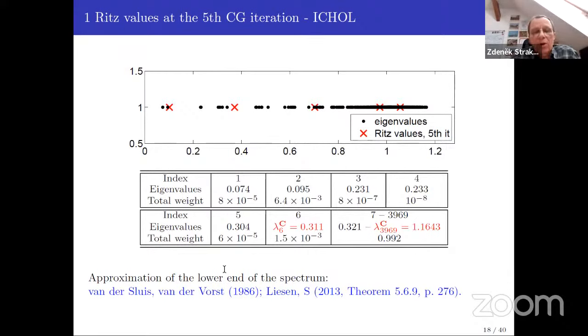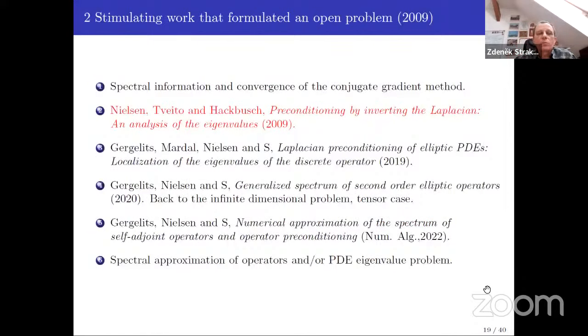This point on the lower end of the spectrum, and no problem with the rounding errors, can be explained very nicely by a beautiful theorem by van der Sluis and van der Vorst in their paper from '86, with the interpretation that rounding errors simply do not play a role. A little strengthening of this can be found in our book with Gergelits and this one. Okay, so this is all about convergence.